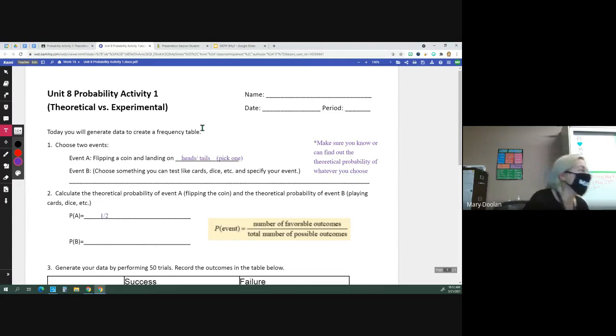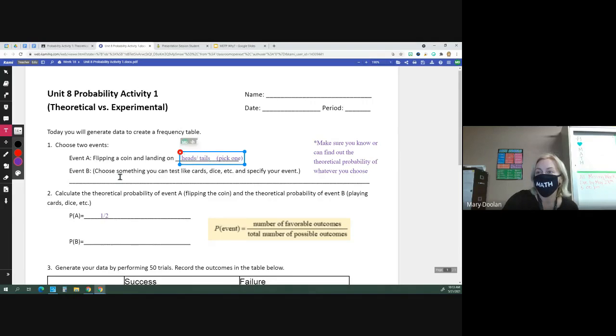You guys have coins. Let me sanitize them. If you're at home, you're going to have to find a coin for this first part. And you're going to pick either heads or tails. What is it that you want to happen? Do you want your coin to land on heads or do you want it to land on tails?